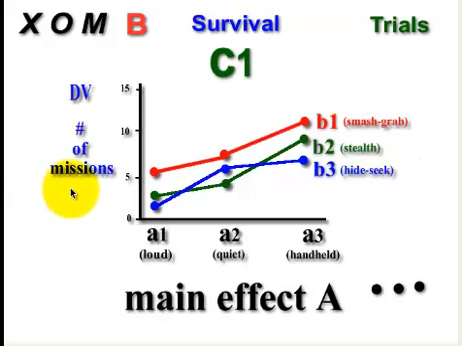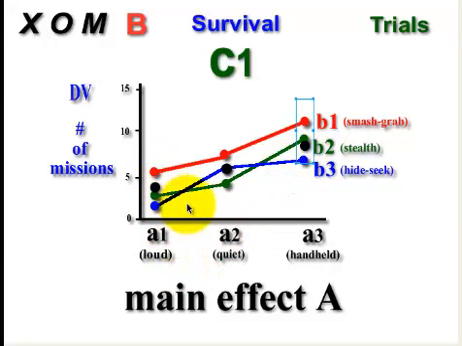So let's check for main effect A. Main effect A is the weapon type. What we've got to do is find the averages of A1. I'm just going to eyeball them in here. So the average of A1 is roughly there. The average of A2 is roughly right on top of the blue in there. And the average of A3 is right there.